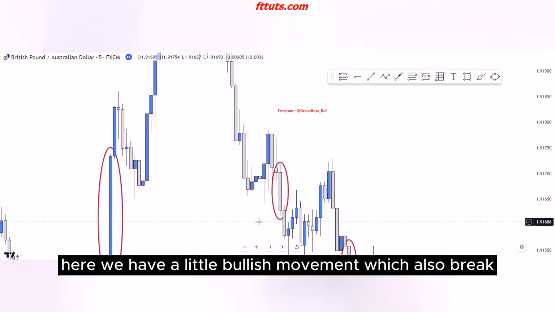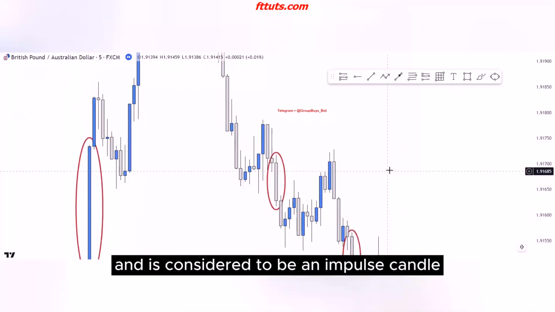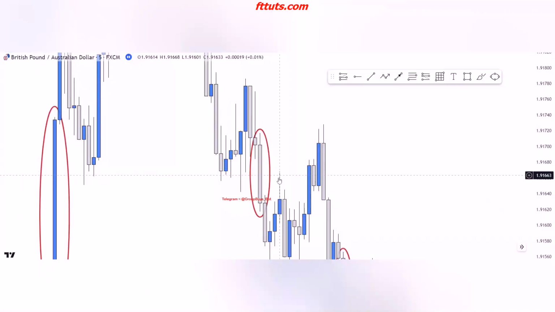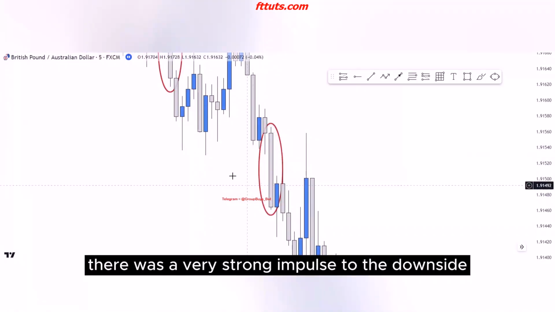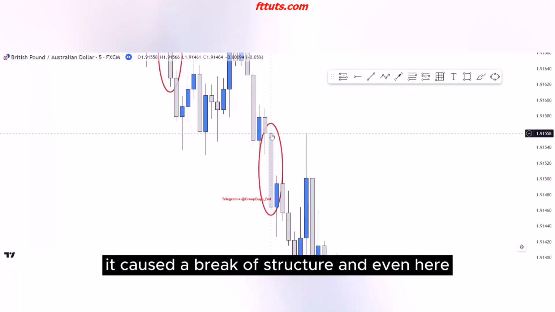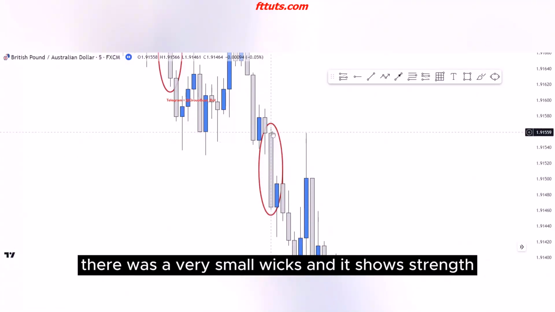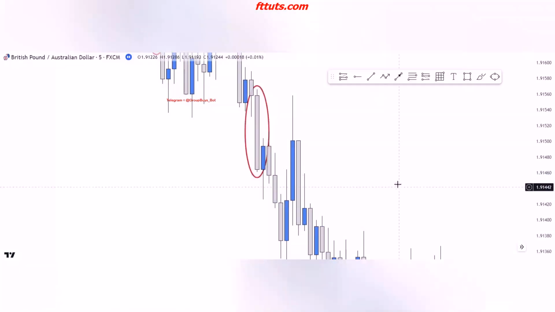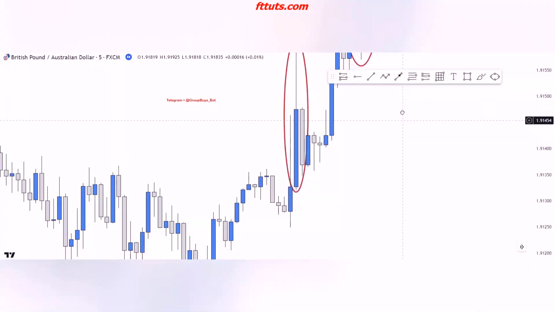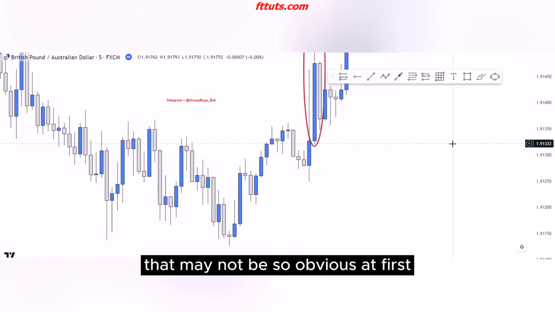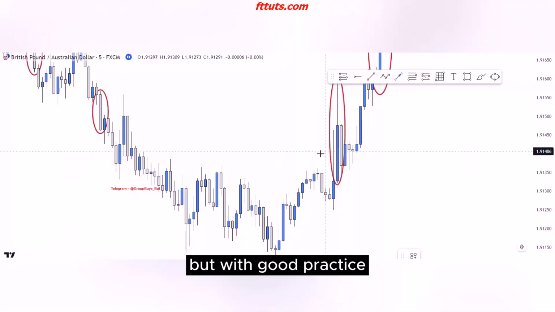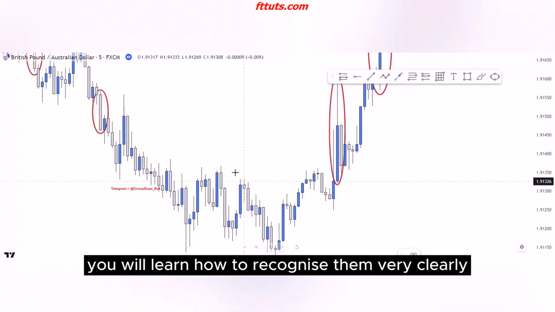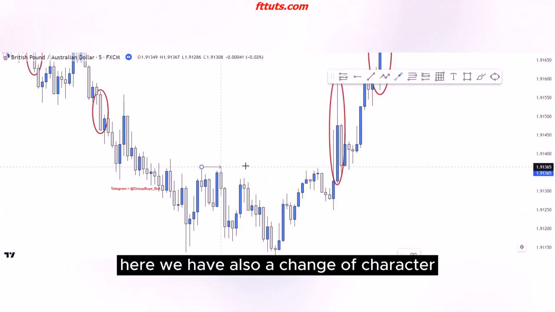Here we have a little bullish movement, which also breaks and is considered to be an impulse candle. The same thing happened here too. There was a very strong impulse to the downside. It caused a break of structure. And even here, there were very small wicks and it shows strength. What we have here is an example that may not be so obvious at first, but with good practice, you will learn how to recognize them very clearly. Here we have also a change of character.